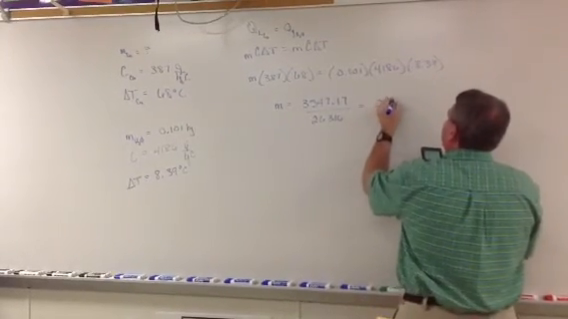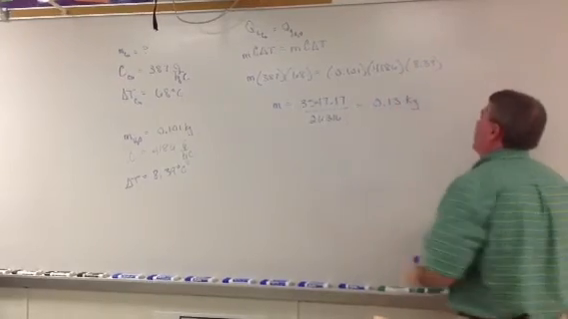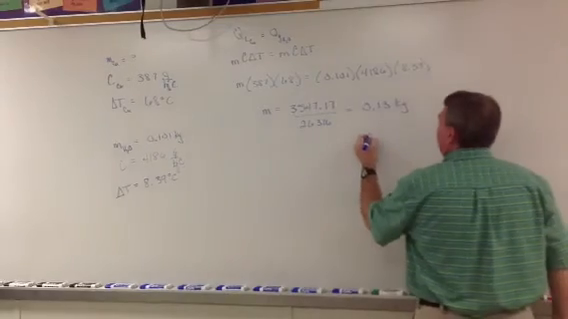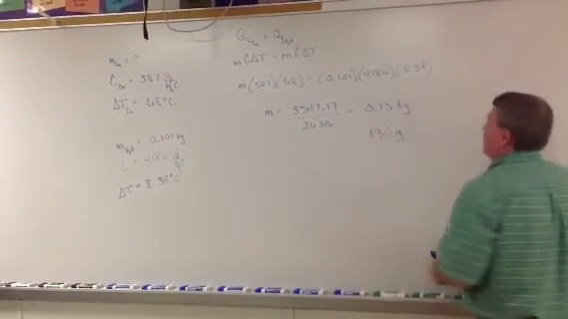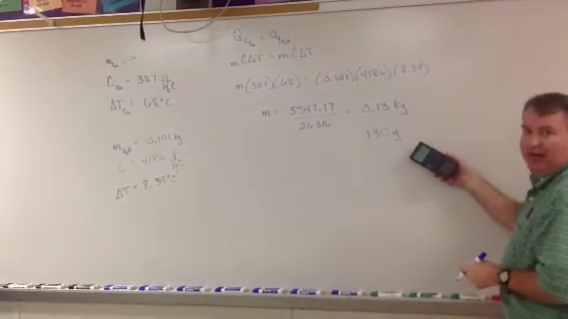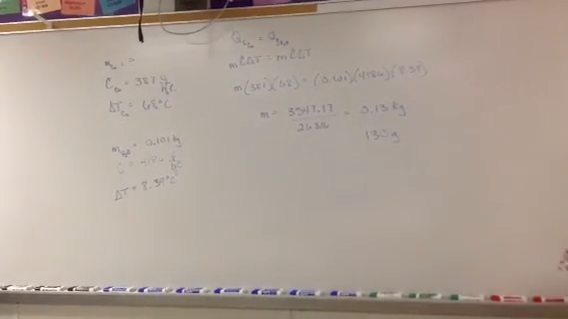0.13 kilograms. So the mass of the coin is 0.13 kilograms, or you can just write 130 grams. That's a pretty massive coin. A penny has a mass of 2.7 grams, so that's about the size of 50 pennies.